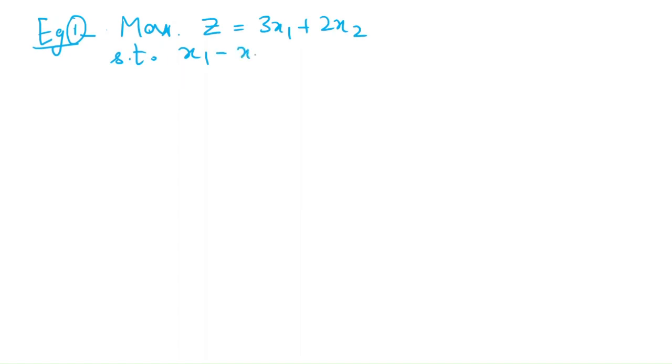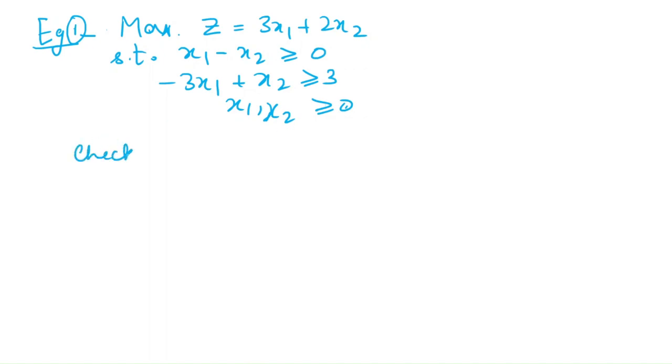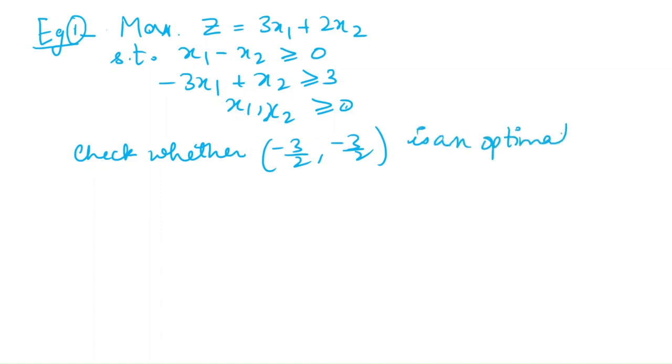For example, let me take the example number 1. Maximize z = 3x1 + 2x2 subject to the constraints x1 - x2 >= 0 and -3x1 + x2 >= 3, where both x1 and x2 are greater than or equal to 0. Now we have to check whether this is an optimal solution.